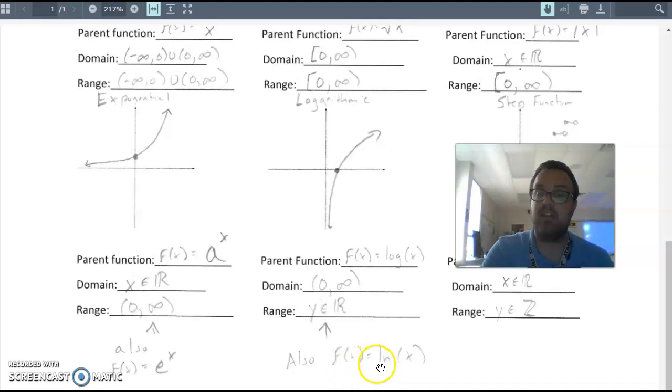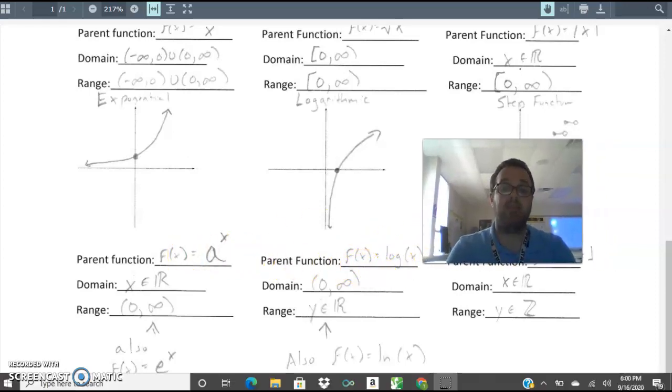I have written down here this ln of x. This is another very common logarithm that we'll see. This is actually the log base e, which kind of goes along with this one over here. I know right now you're probably like, Mr., I don't know what you're talking about. That doesn't make sense. You don't need to worry about that for right now. Just make sure you remember that this function is called a log function, and this one's the exponential.